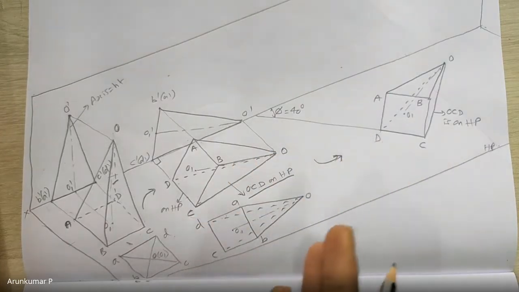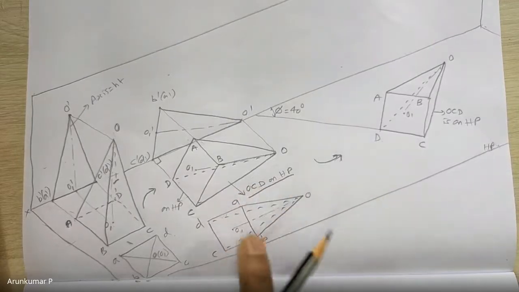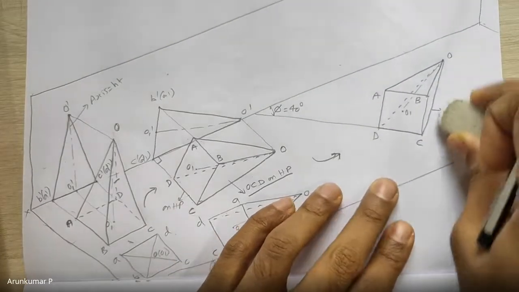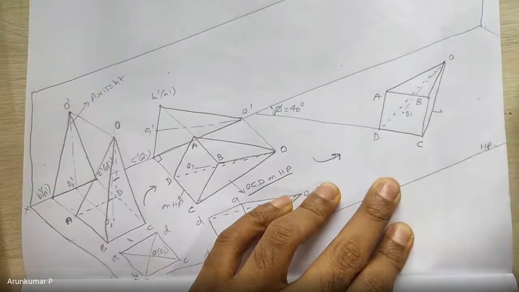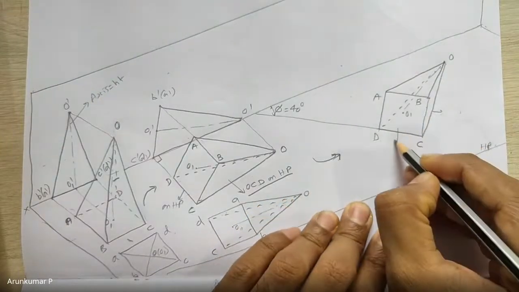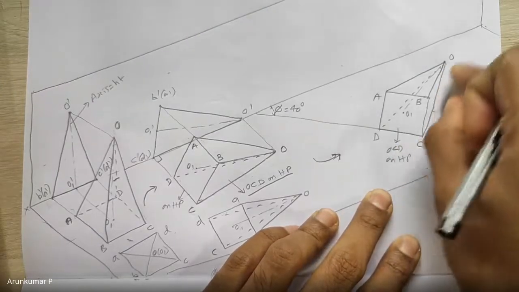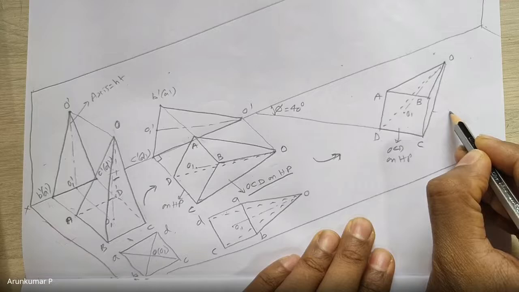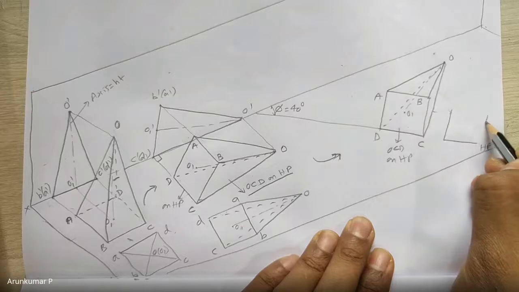Same thing you used to have in case of projection of planes also. There is no change. So whatever you have here in the top view, the same thing will be there here also. Only thing, it will be inclined. That's it. So the top view of this, I'll say OCD on HP. The top view will be the same thing. Whatever you got in the second step top view, the same thing will be there in the third step also. No change.